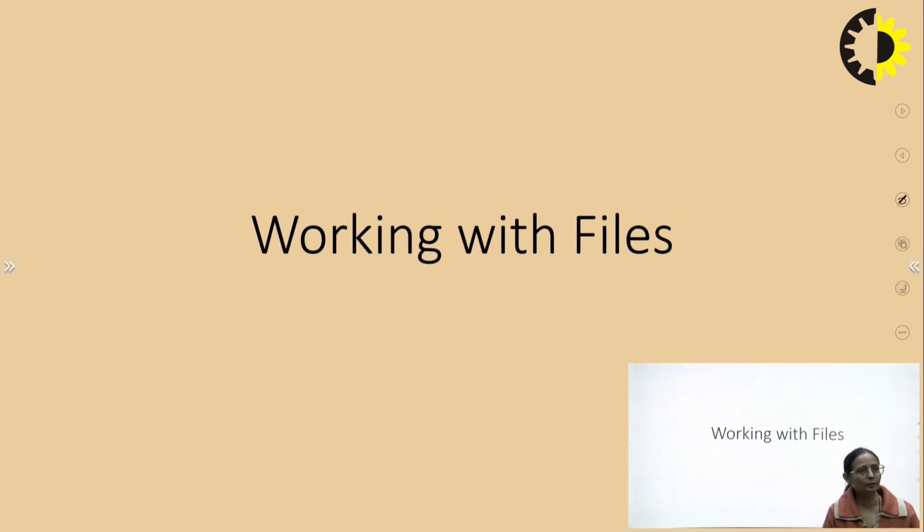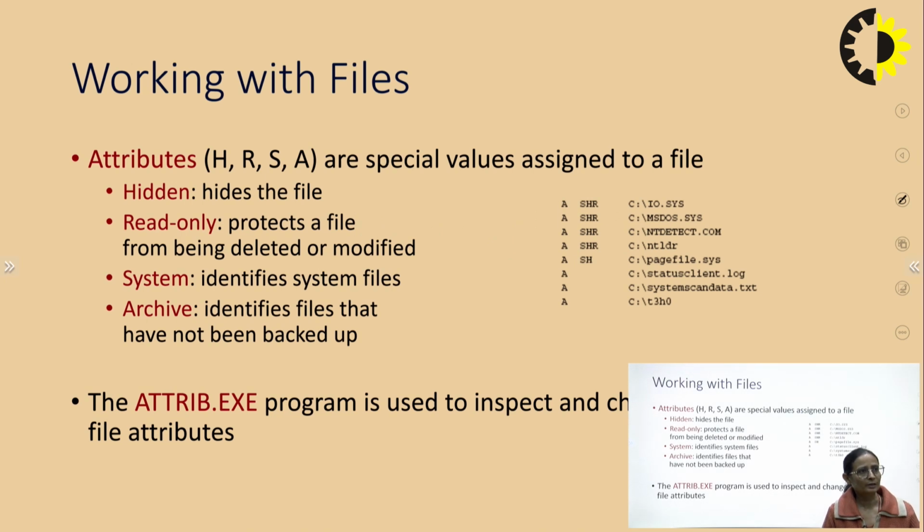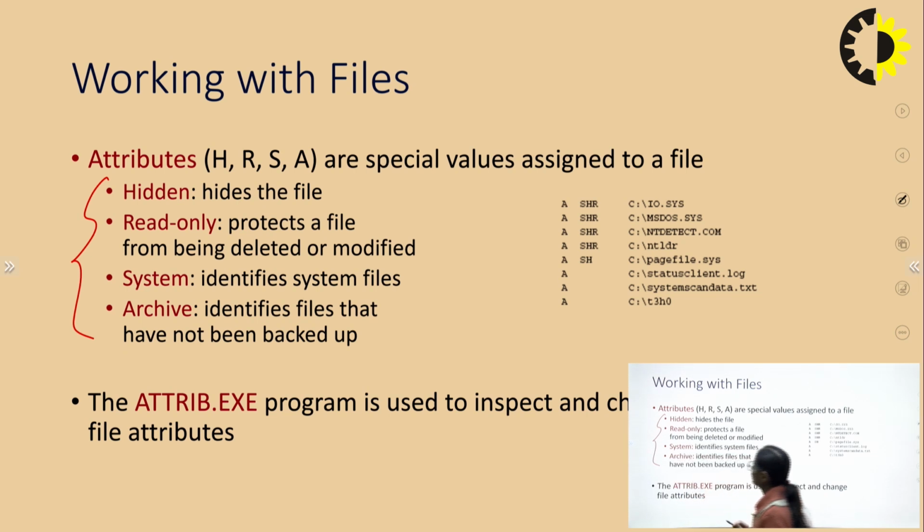Now the next set of commands is how to work with files. So basically the very first thing is attributes of a file. These are the attributes which you can assign in DOS. First one is hidden, that is you can hide the file. Read only protects a file from being deleted or modified. System identifies if it is a system file. And archive identifies files that have not been backed up.